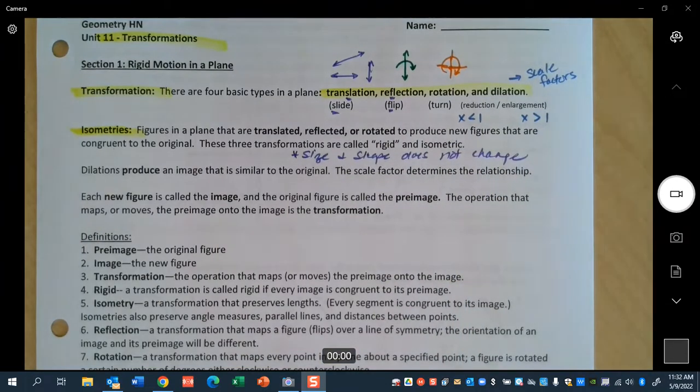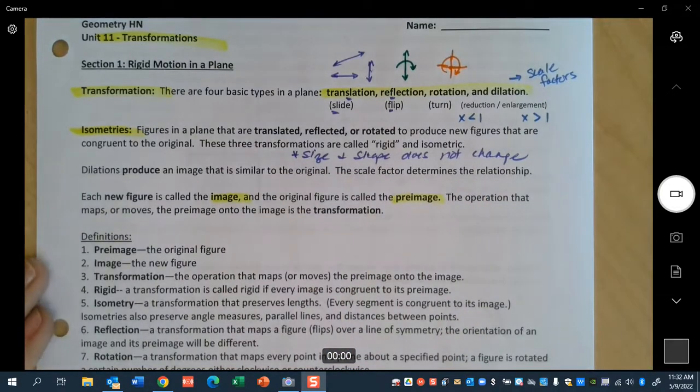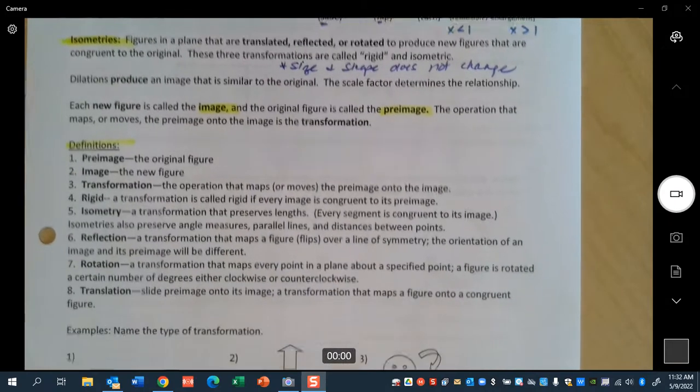Out of all of our transformations, translations, reflections, rotations, and dilations, dilations are the only one that produces an image that's similar, but is not isometric. So translations, rotations, and reflections, those are rigid and isometric. Dilations are not. Every time I make a new figure, I call that my image. And my original figure is going to be my pre-image. So we have lots of definitions that we can talk about here.